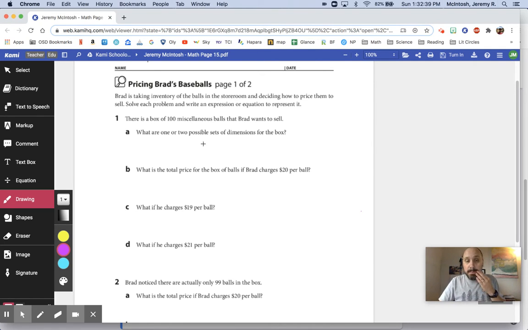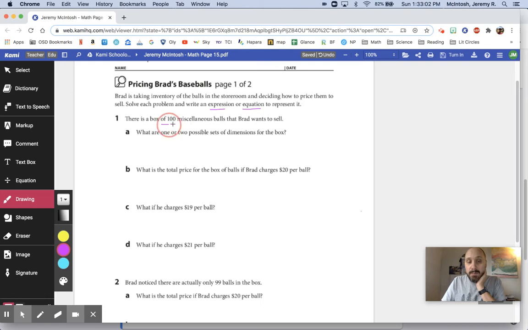Now, this is going right along with our ratio tables, expressions, and equations. So we're trying to solve these big multiplication problems by using ratio tables. This says Brad is taking inventory of the balls in the storeroom and deciding how to price them to sell. Solve each problem and write an expression or an equation to represent it.